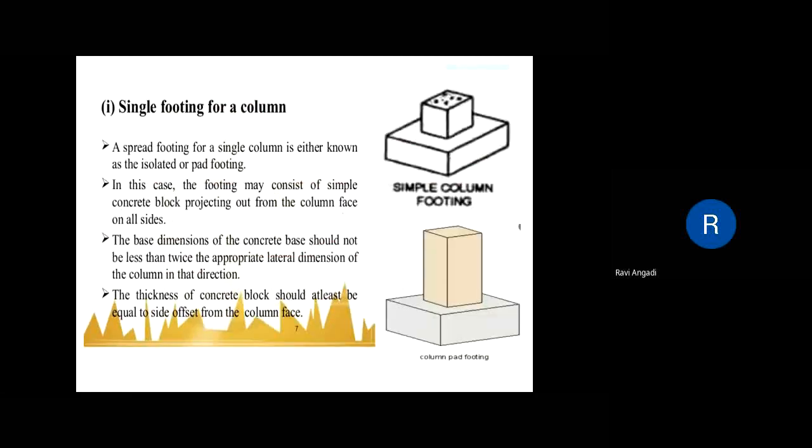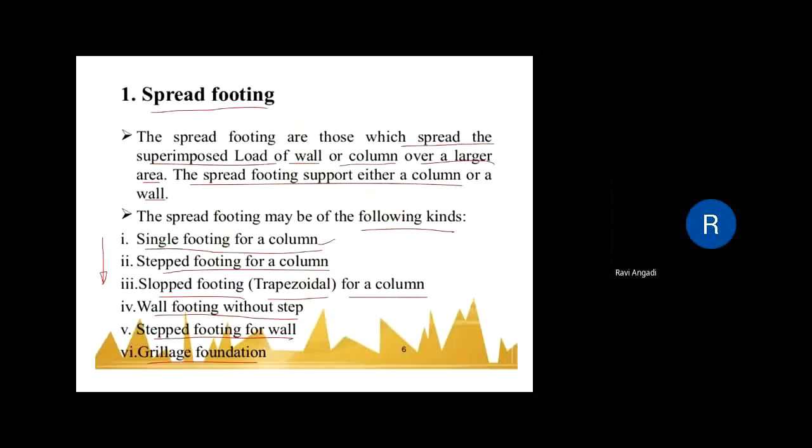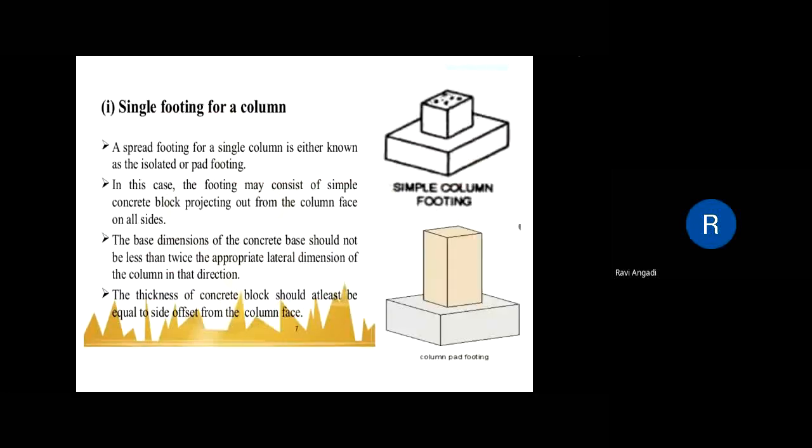Right. Just look at the first one, single footing for the column. Here I have taken the spread footing first. Under the spread footing, these are some types of the spread footings. So that is a single column. Single column footing means there is a single column over a single footing. This is a simple column footing like this. It is also called a pad footing. A spread footing for a single column is known as an isolated or a pad footing.